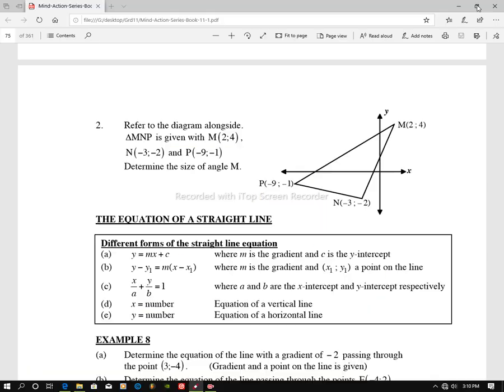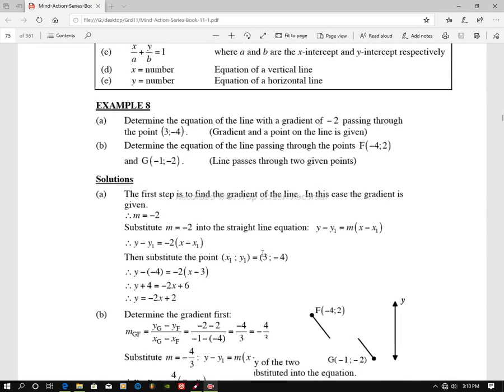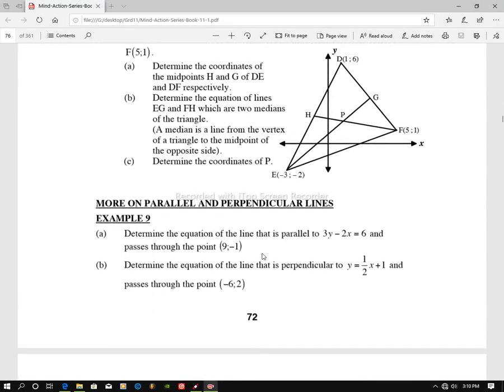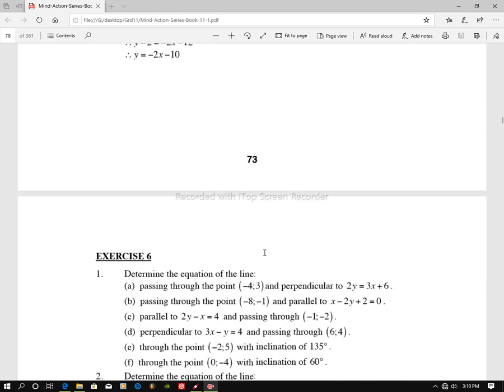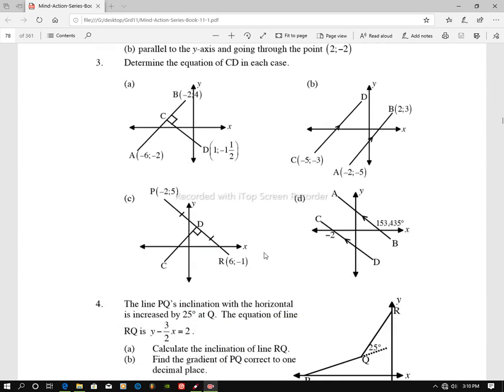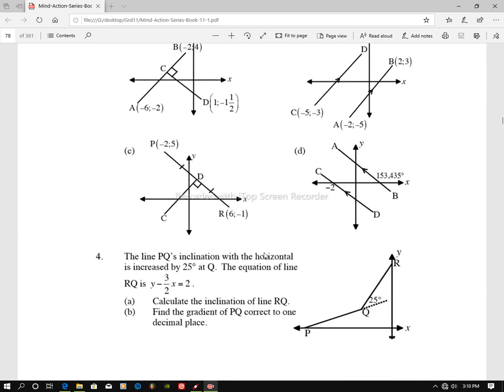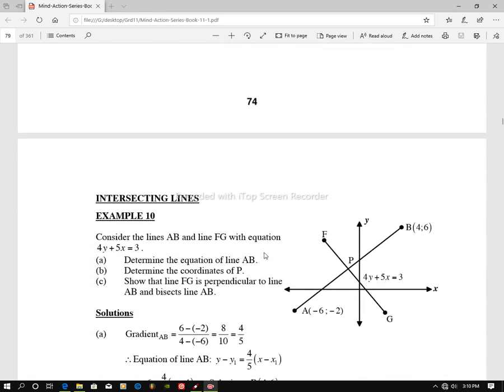Let's just go check what else we are leaving here. More examples on parallel, I will just cover that on the question papers. So let's just move into the question papers, guys, so that I can show you how easy this chapter is. You understand?